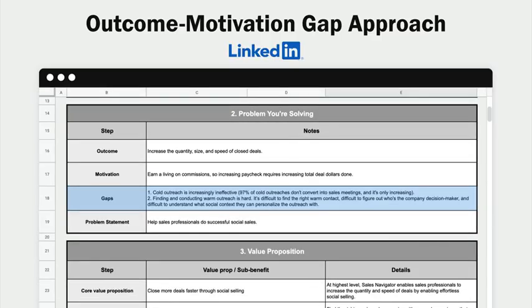First, their standard approach, cold outreach, is becoming increasingly ineffective. 97% of cold outreaches don't convert into sales meetings, and that percentage is only increasing. Second, doing the opposite, finding and conducting warm outreach, is hard. It's difficult to find the right warm contact, difficult to figure out who's the company decision maker, and difficult to understand what social context they can personalize the outreach with.